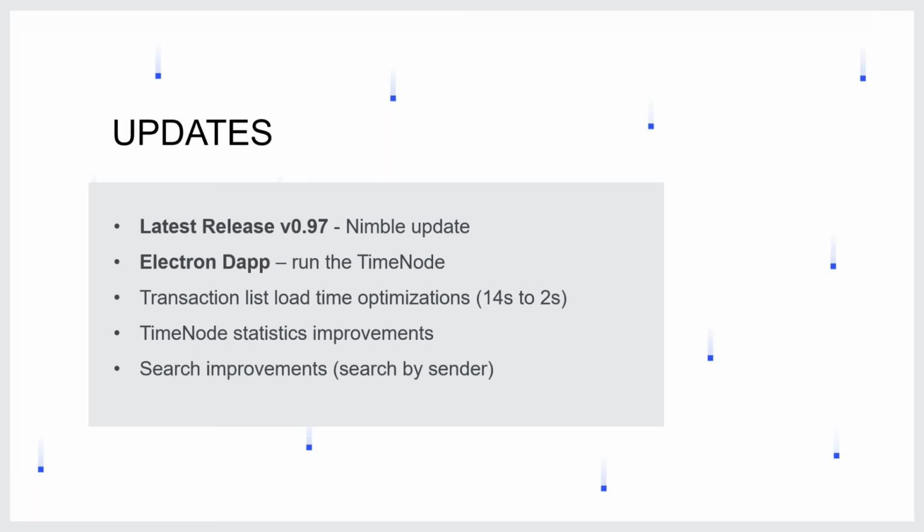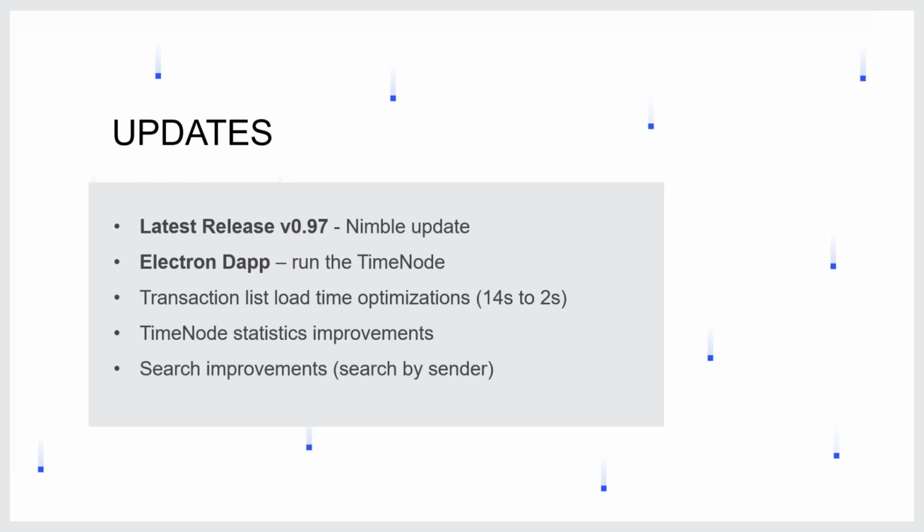So, Anthony, can you tell us about some of the latest updates, the development updates? Definitely, Sean. Any of you guys who were here for the last live stream might have seen these updates from two weeks ago about the latest release of the Ethereum Alarm Clock Dapp, the version 0.97 update, Nimble update, which adds some very interesting features, including the Electron Dapp, which is the instance of the time node which runs in your OS and not your browser.